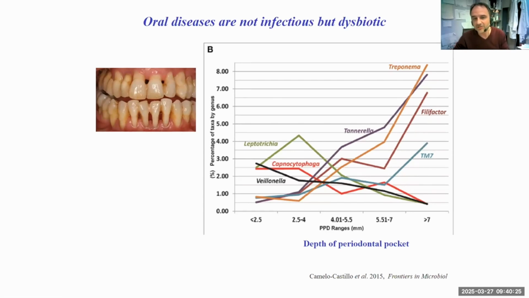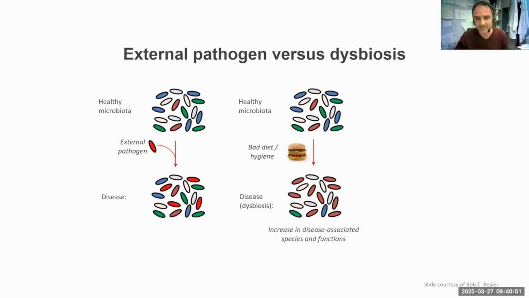So if it is not an infectious disease, we cannot treat it as an infectious disease. If it is a dysbiosis, then what we have to do is try to restore that balance. And that's why I believe so much in the use of prebiotics and probiotics, because they really try to restore that balance by increasing the proportion of health-associated bacteria and decreasing the proportion of pathogenic organisms. I think that we have to aim at that.